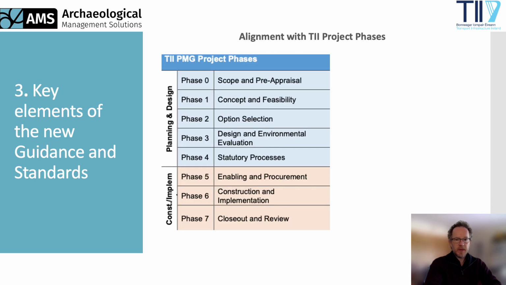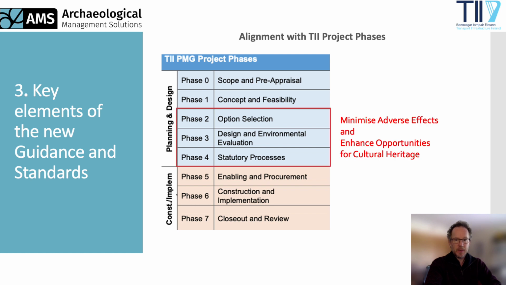The new guidelines and standards are structured around the phases and stages set out in TII's Project Management Guidelines, or PMG. Cultural Heritage Impact Assessment is a process that extends across PMG phases 2 to 4, and within each phase, the cultural heritage input seeks to minimise adverse effects and enhance opportunities for cultural heritage wherever possible, using a 4-step process for each iteration of planning and design.